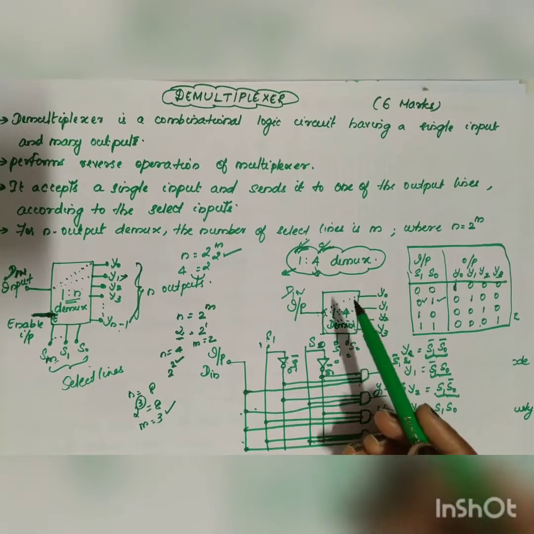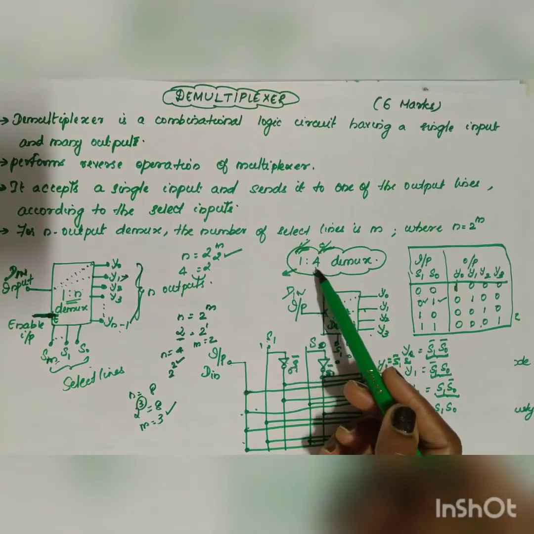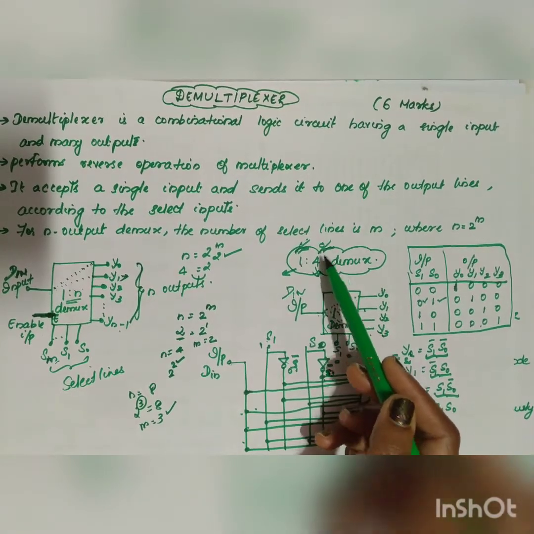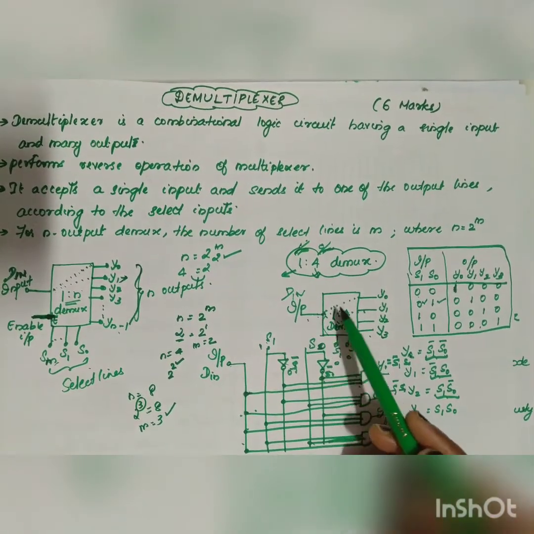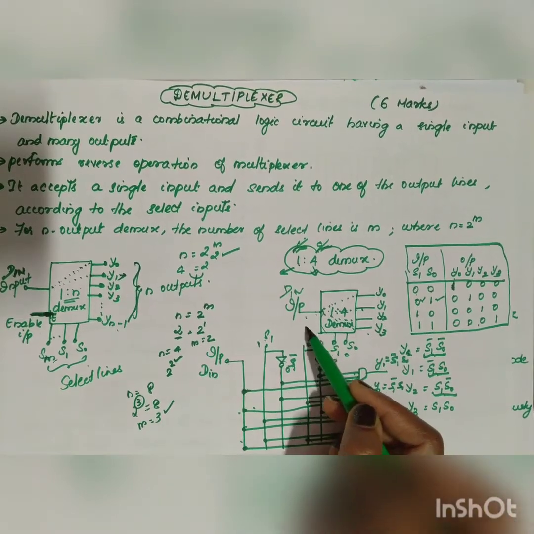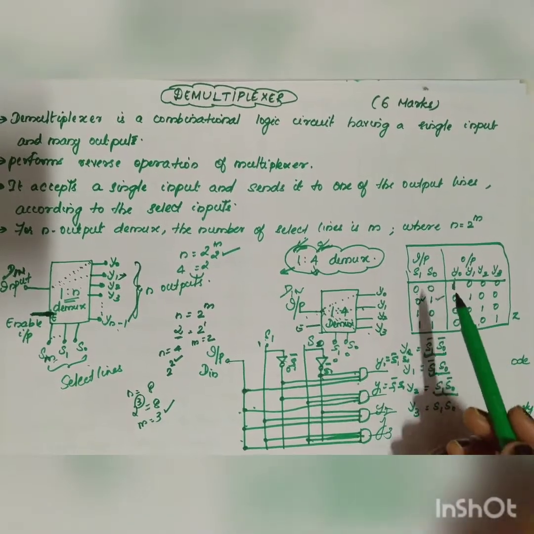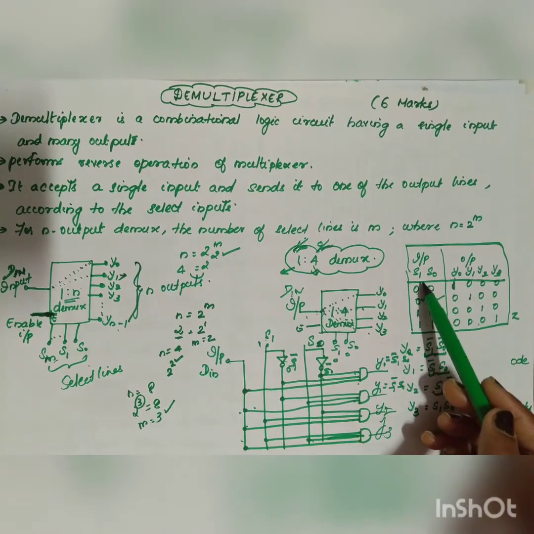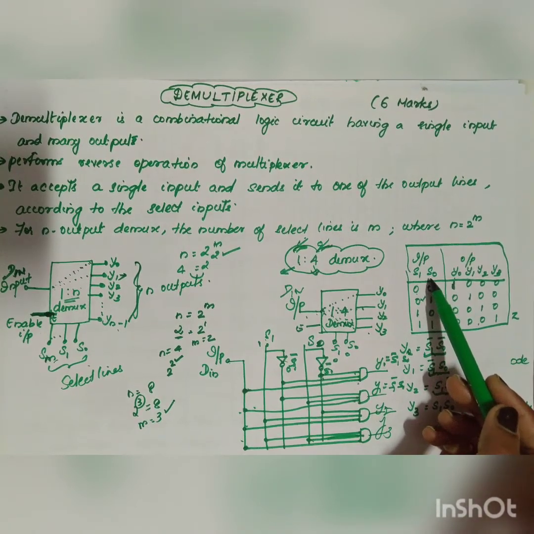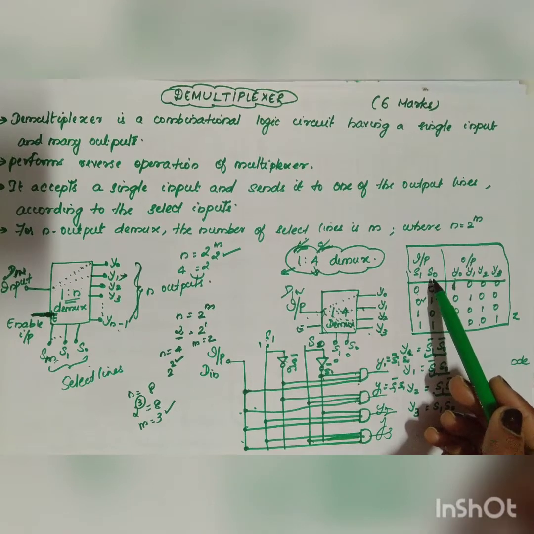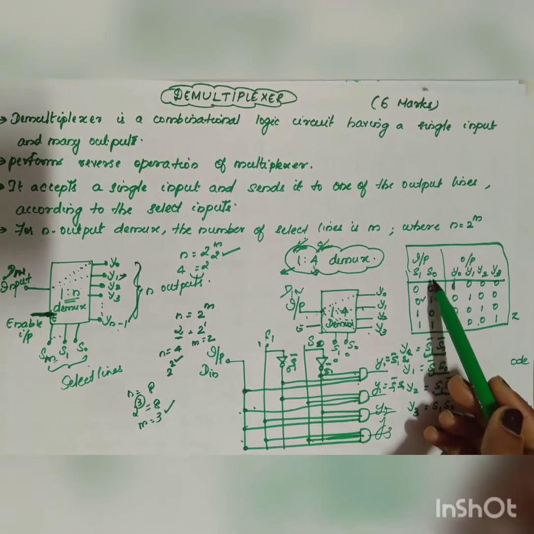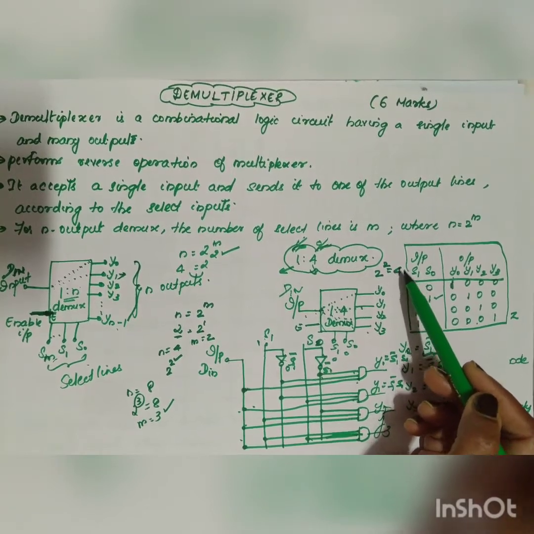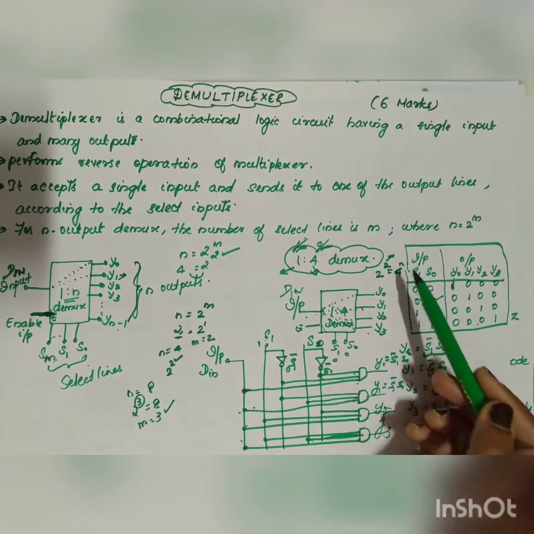Now let us consider an example, a 1:4 demux. What is your input? Input is equal to 1 and output is equal to 4. So 1 input, 4 outputs. In addition, you will have an enable pin also. Now what will be your truth table? Your output will depend on your select lines. So how many select lines are there? S0, S1, 2 select lines. So 2 power 2 is equal to 4. So n is equal to 4, m will be equal to 2.